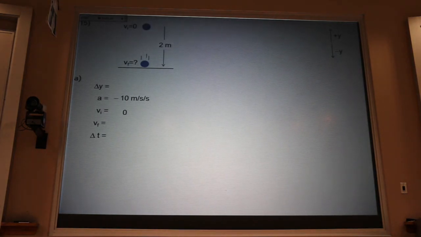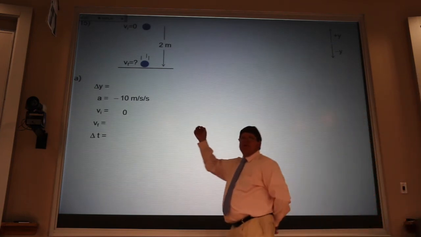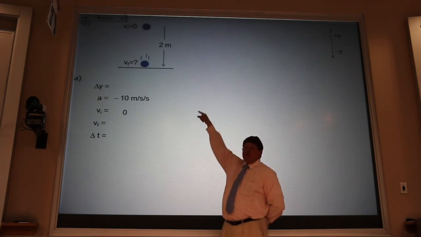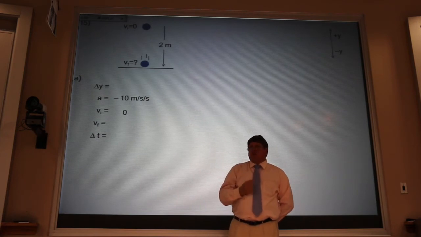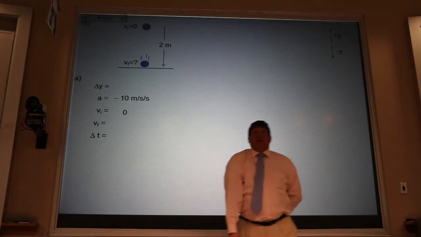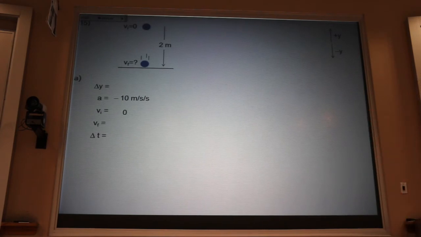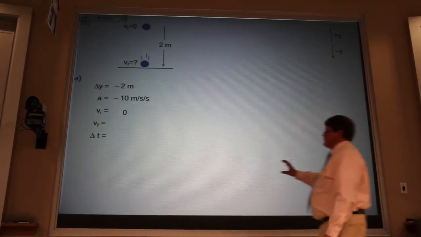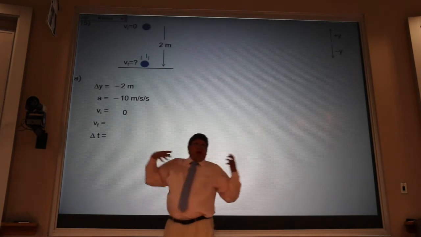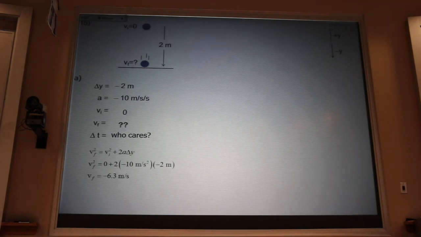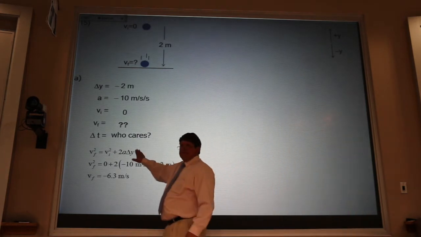The displacement vector is a vector that goes from the very first starting place to the very last ending place as the crow flies. That's a vector pointing down. Its length is 2 meters, but it's down. In this coordinate system, that means a minus 2. Now, that leaves 2 blank spaces, V final and delta t. I'm looking for V final. That makes delta t the who cares. If I don't care about time, I use the kinematic equation that doesn't have time in it.